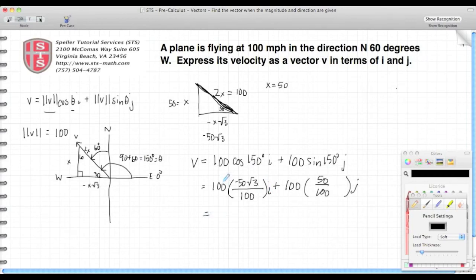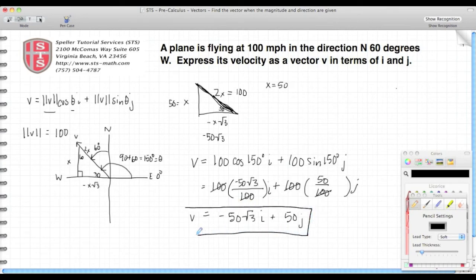Now we evaluate. These 100s cancel out, leaving me with a negative 50 root 3 i. These 100s over here cancel out, leaving me with a 50 j. So I see that the vector in terms of i and j is negative 50 root 3 i plus 50 j. And that corresponds to a plane flying at 100 miles per hour in the direction north 60 degrees west.